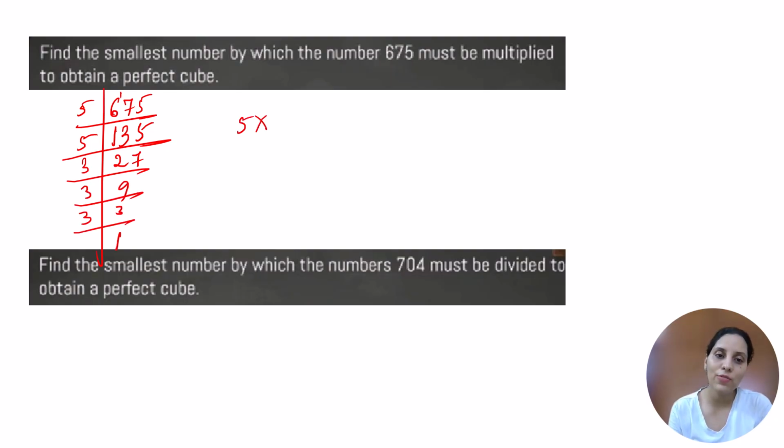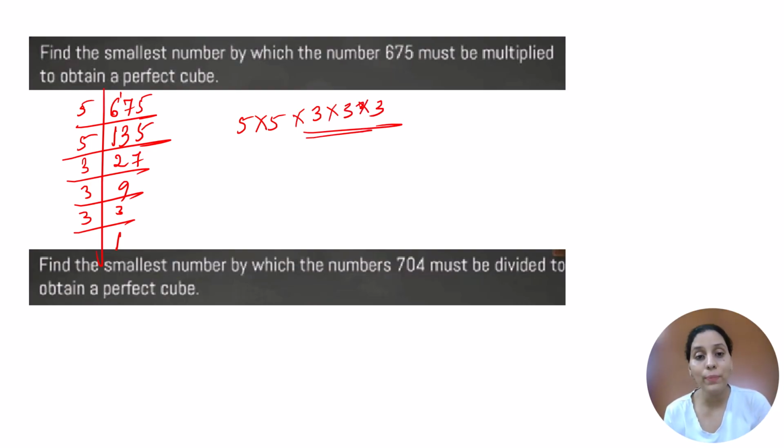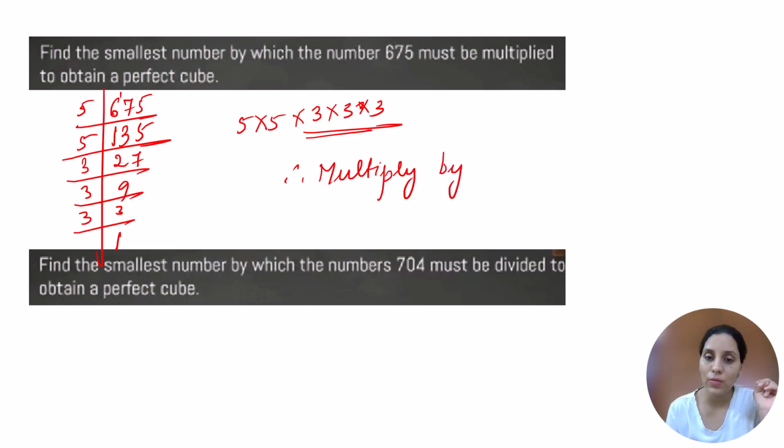So here I have 5 into 5 into 3 into 3 into 3. So I can see that 3 has its triplet but 5 doesn't have. It only has 2 fives. So which means I need to multiply it by 5. If I multiply it by 5, then 5 will also have its triplet and then yes, it becomes a perfect cube. So you should multiply it by 5. This is how you do these questions.